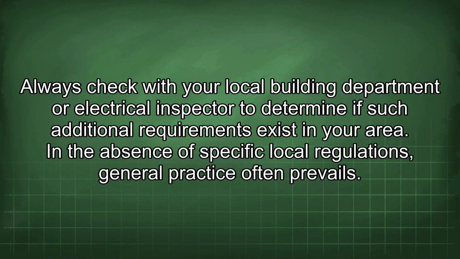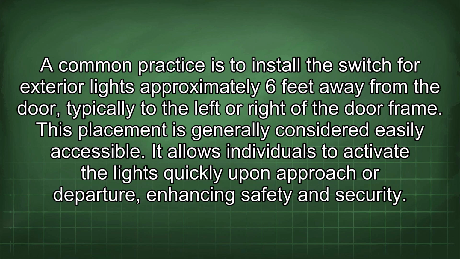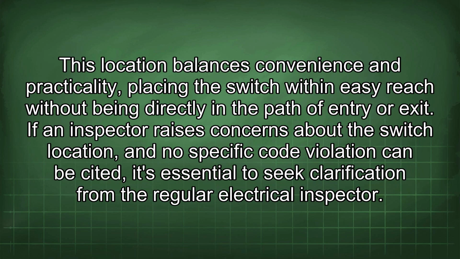In the absence of specific local regulations, general practice often prevails. A common practice is to install the switch for exterior lights approximately 6 feet away from the door, typically to the left or right of the door frame. This placement is generally considered easily accessible. It allows individuals to activate the lights quickly upon approach or departure, enhancing safety and security. This location balances convenience and practicality, placing the switch within easy reach without being directly in a path of entry or exit.